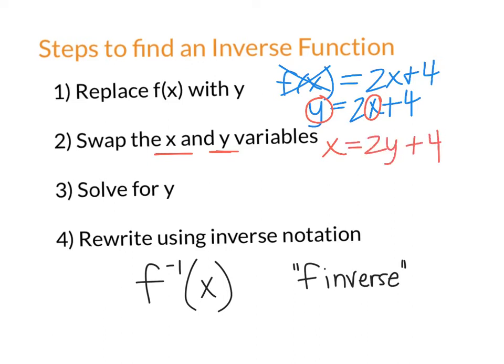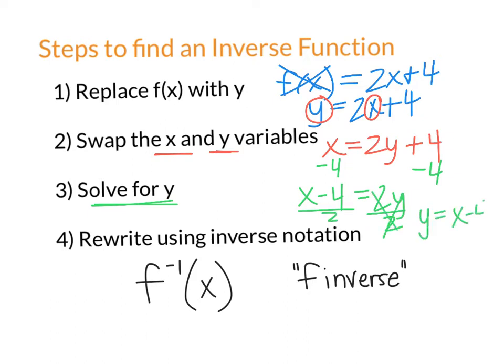Okay, your next step is you are going to solve for y. So just like I normally solve an equation, I would subtract 4. So I end up with x minus 4, and then I have 2y, and then I would divide by 2. Okay, oops, sorry. And then I would end up with y equals (x minus 4) over 2. Okay, this is my inverse function.